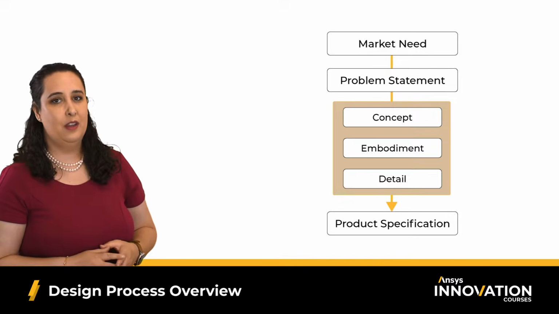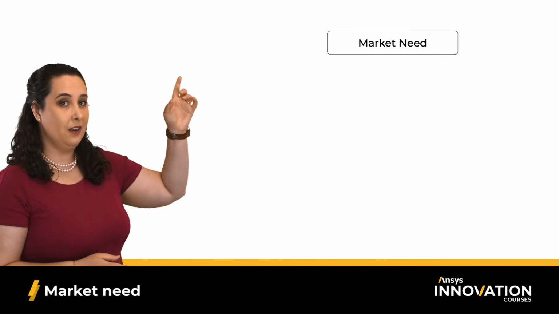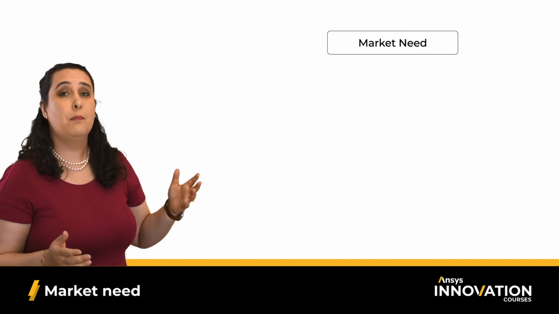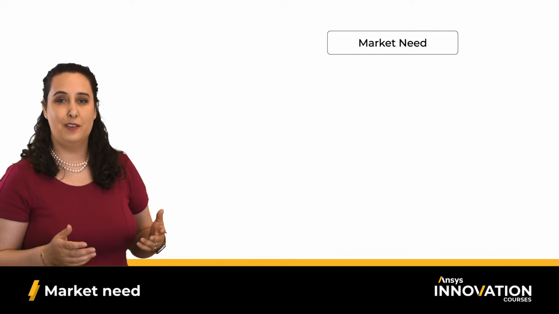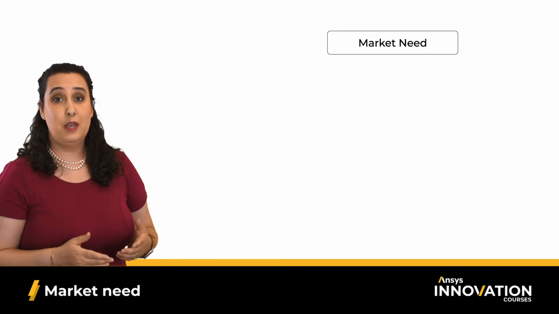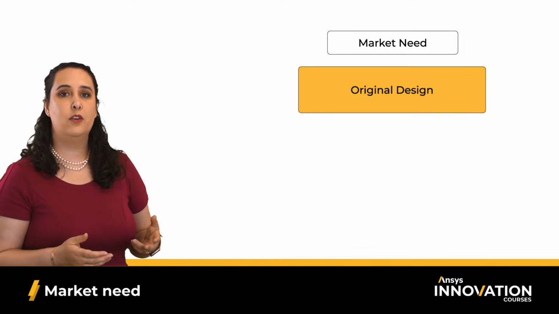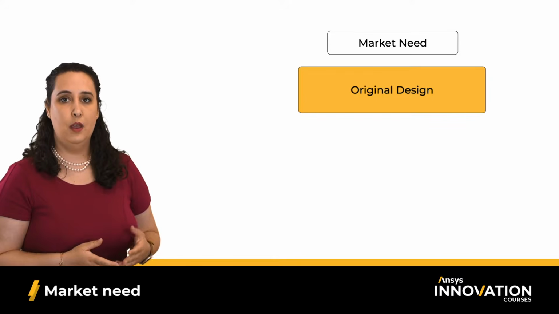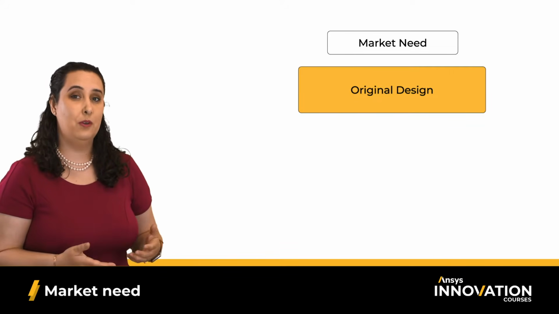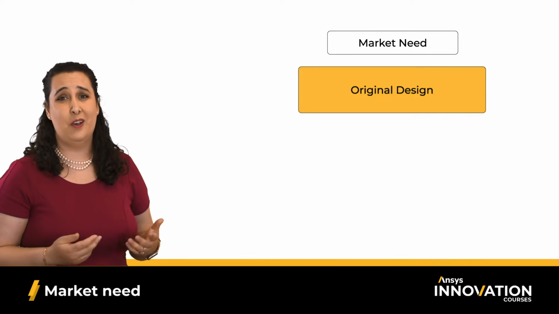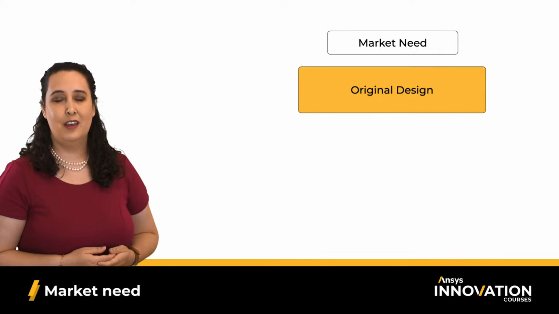Let's break it down. We start with our market need. This is solving some problem that an engineer or designer has spotted. Now, this could be an original design, solving a unique and novel problem. Maybe new materials or new technologies allow us to solve something we never could before. Or we're simply solving something that no one else has.